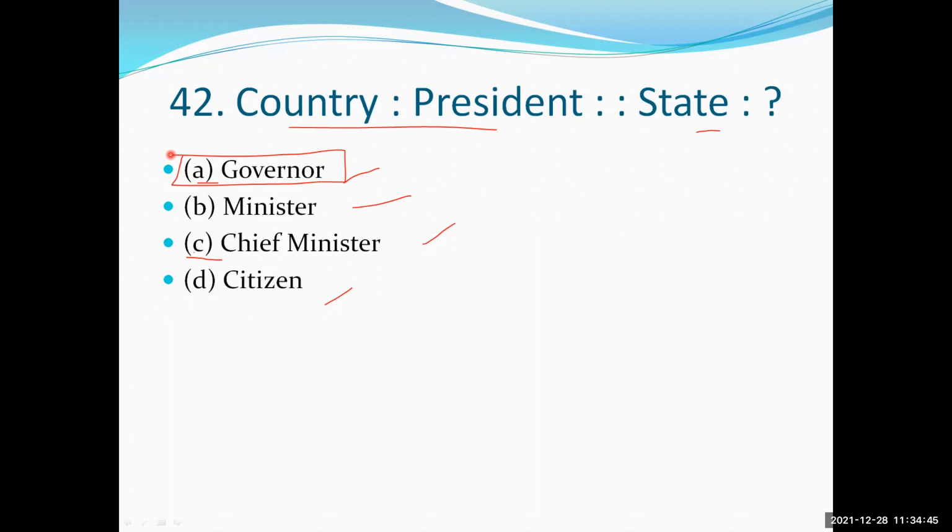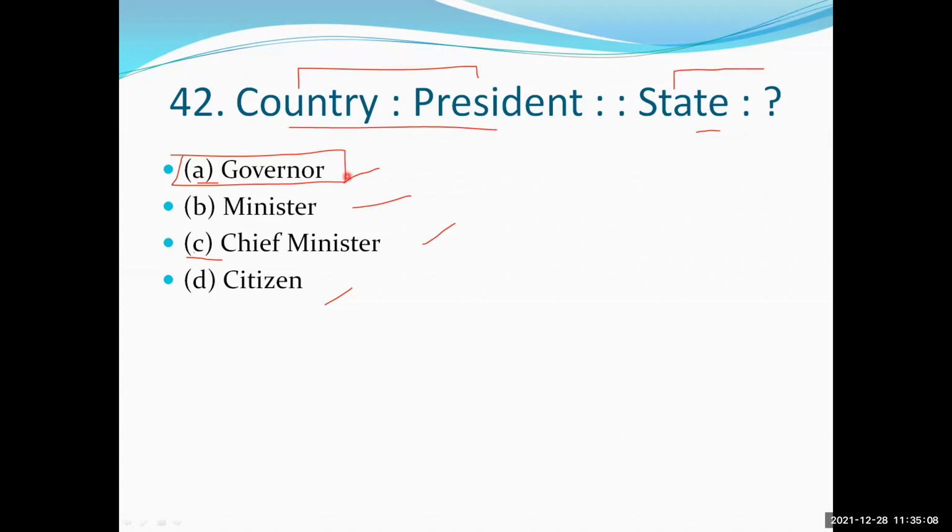Okay, so option A is the answer here. Governor is the answer, because the chief of a nation, the most powerful, is the president. Similarly, for a state, the chief of the state is the governor.